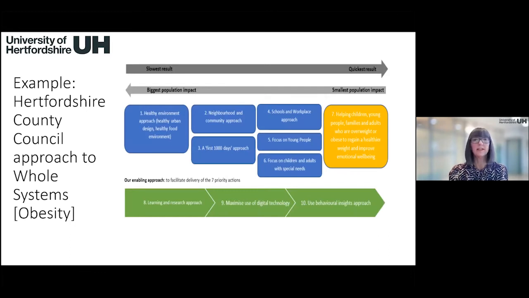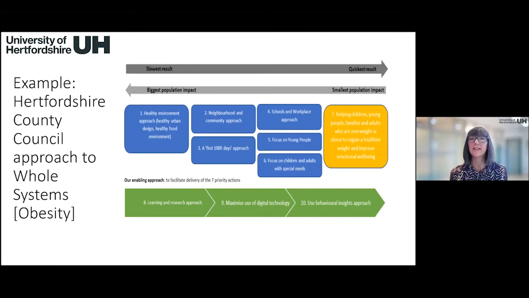I won't go through this in too much detail, but this is an example taken from Hertfordshire County Council, where we are taking a whole systems approach to address obesity. So note the arrows across the top to do with the speed of results, but also the rate of impact or the extent of impact. The areas in blue are potential areas. This is specific to obesity, but can be applied more broadly to food systems. So the areas in blue relate to potential interventions, areas for prevention, and the area in orange is potential intervention.